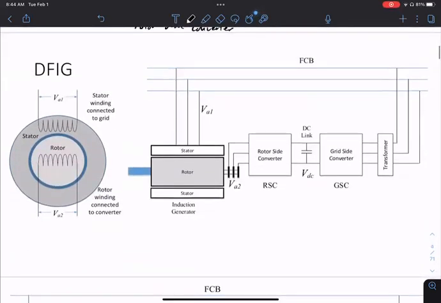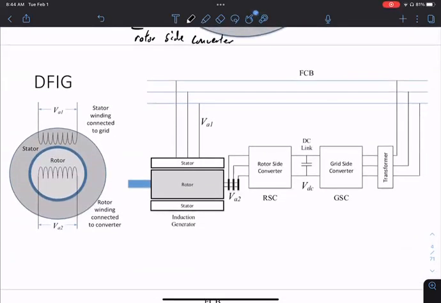So if you draw the diagram, this is what the whole thing looks like. This is our grid. This is the three-phase connection to the grid. You have wind power coming in here. And then we're going to connect the grid back to the rotor. We're going to do this connection basically through an AC-AC converter.